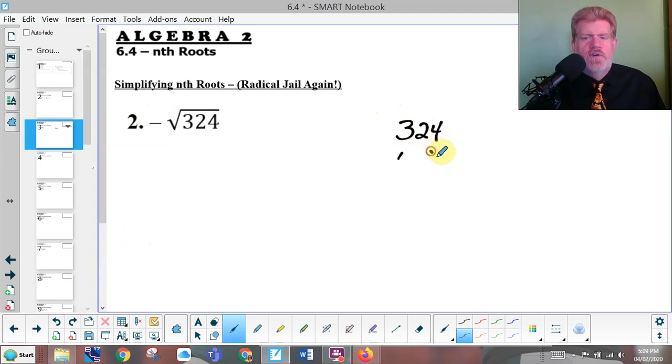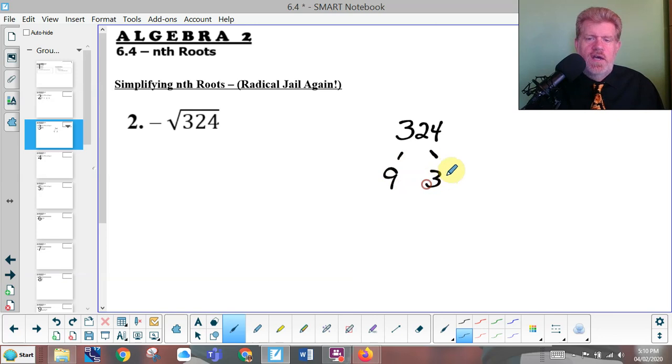Now I know I can divide it by 3. I know I can divide it by 2. Wait, can I divide it by 3? Yeah, 3 plus 2 is 5, 5 plus 4 is 9. I can actually divide it by 9. So maybe I'll do that. Remember that little trick: if you add the numbers up and the sum is divisible by 9, the whole number is divisible by 9. So let's see. 324 divided by 9 is 36.